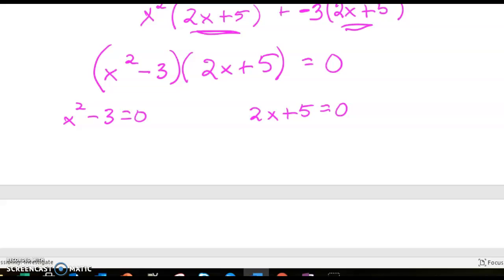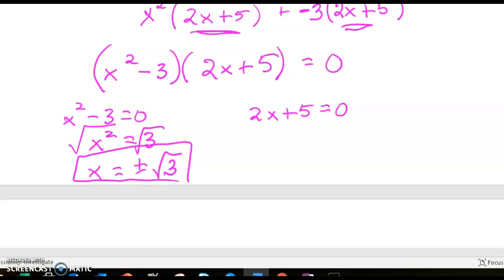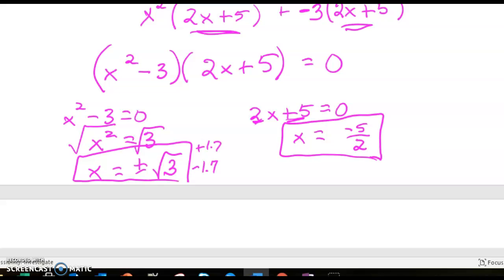Back to the left, we'll add 3, x squared equals 3, and square root, x equals plus minus the square root of 3. Those are two real solutions. Square root of 3 is 1.7, so we have positive 1.7 and negative 1.7 for x-intercepts. And the other binomial, we take the opposite of this number, which is negative 5, divided by 2. And our other real solution is negative 5/2.